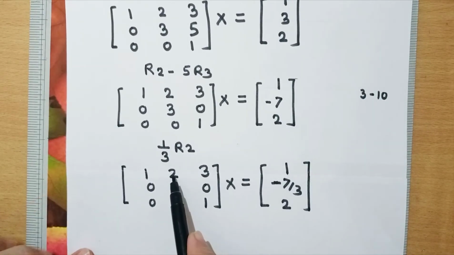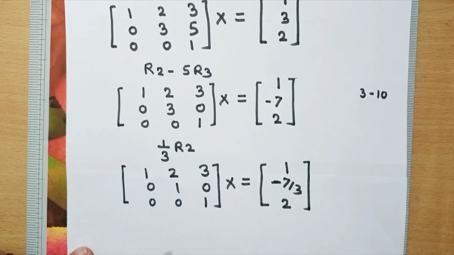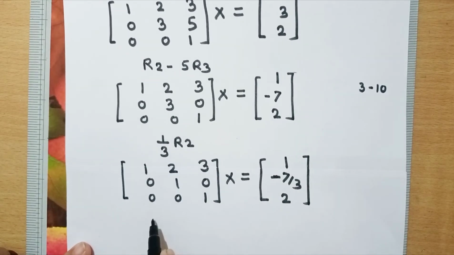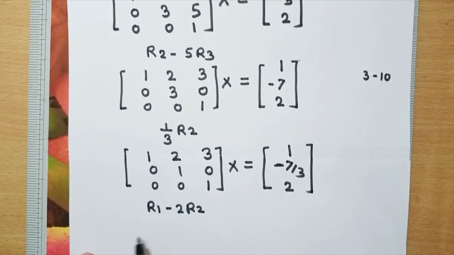And now we will make this and this element 0. So first I am making this 0 by R1 minus 2 R2 and then afterwards we will make this element 0.